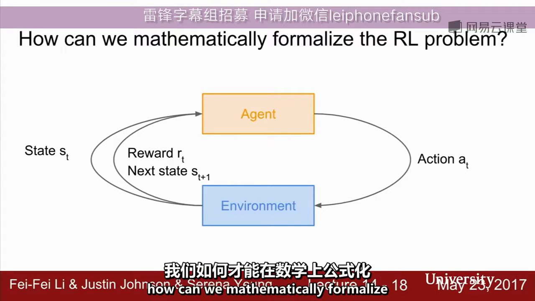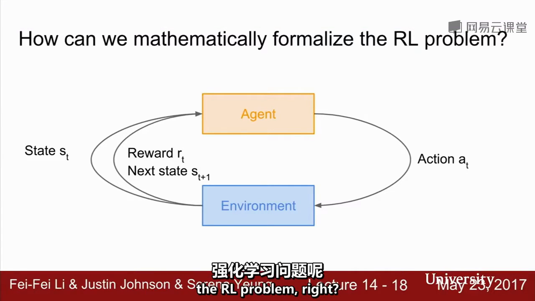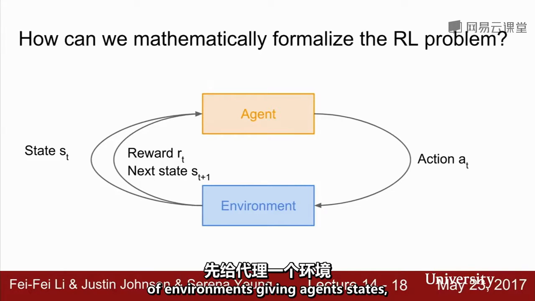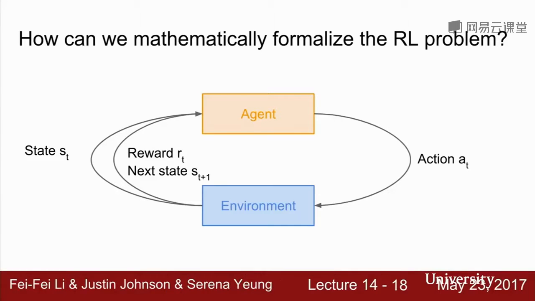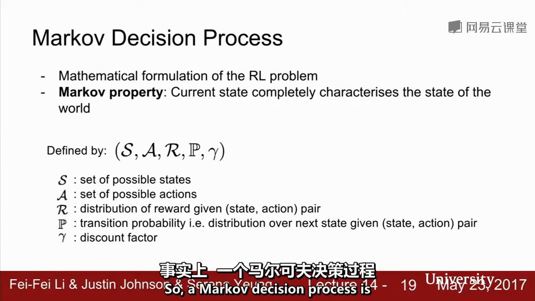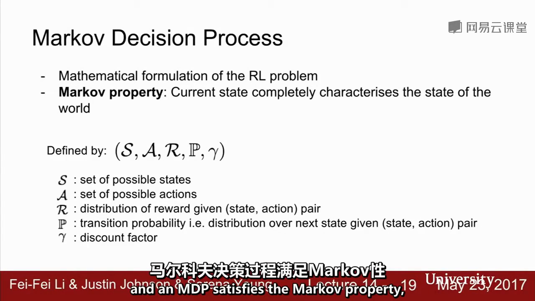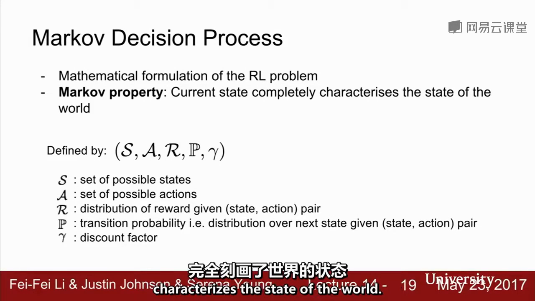Okay, so how can we mathematically formalize the RL problem? This loop that we talked about earlier, of environments giving agents states and then agents taking actions. A Markov decision process is the mathematical formulation of the RL problem. And an MDP satisfies the Markov property, which is that the current state completely characterizes the state of the world.